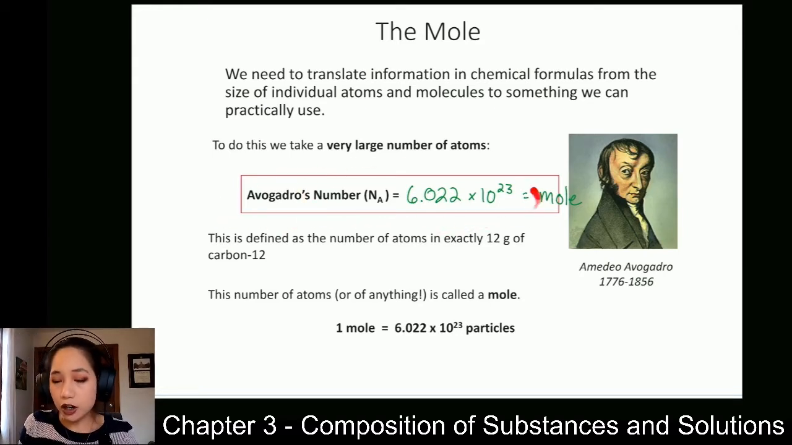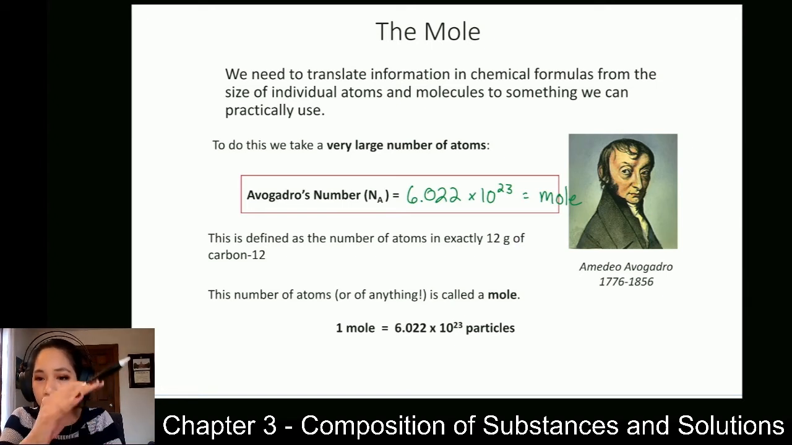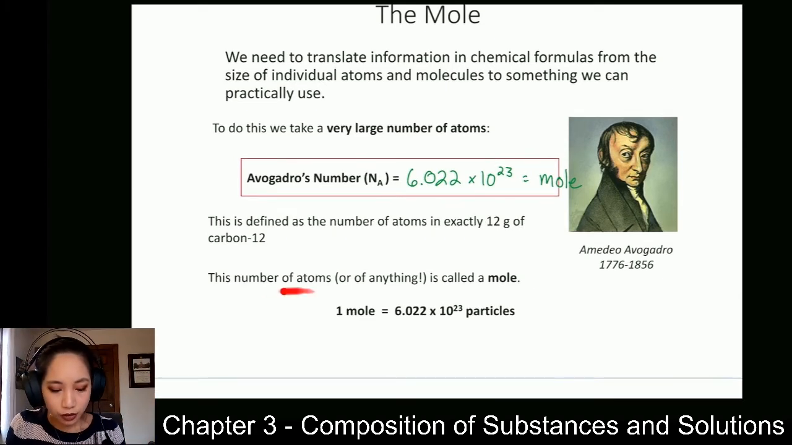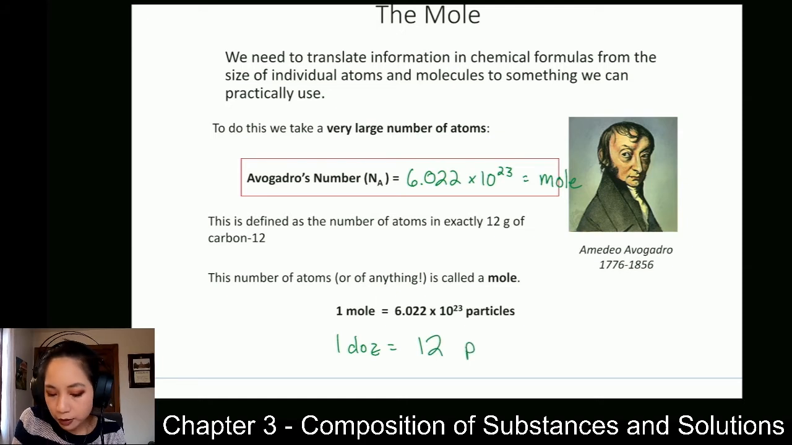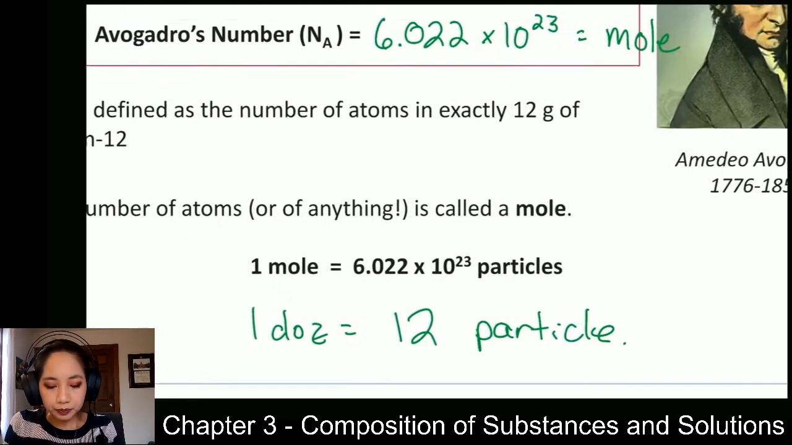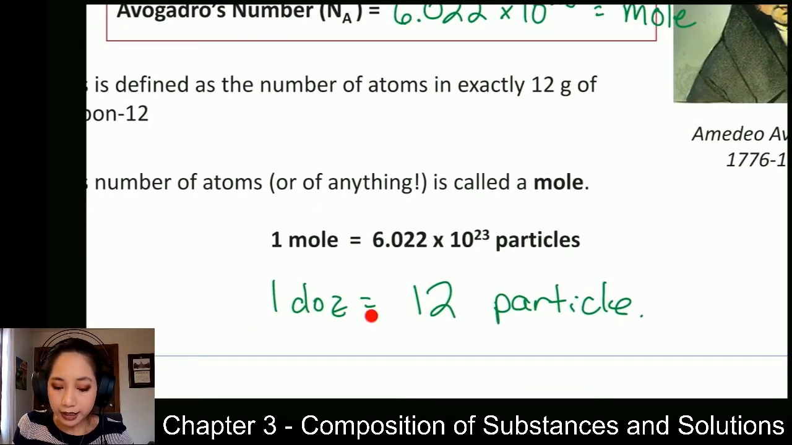So Avogadro's number comes from the definition that it's the number of atoms in a carbon-12 sample that is exactly 12 grams. So it's a way we can scale up that AMU unit to a more practical unit, and so now we can actually work in grams. All right, and so the number of atoms or of anything is called a mole. Just like we say 1 dozen equals 12 particles, it's the same way we can relate those two numbers. And so you see here, 1 dozen equals 12 particles, or 1 mole equals 6.022 times 10 to the 23 particles.